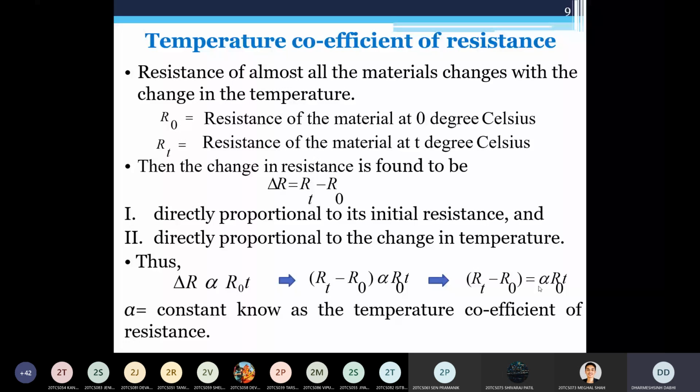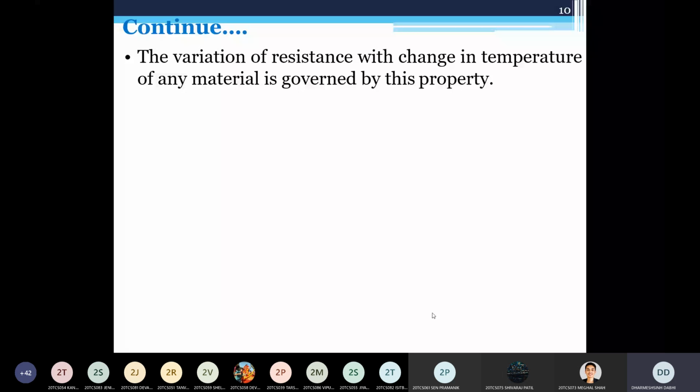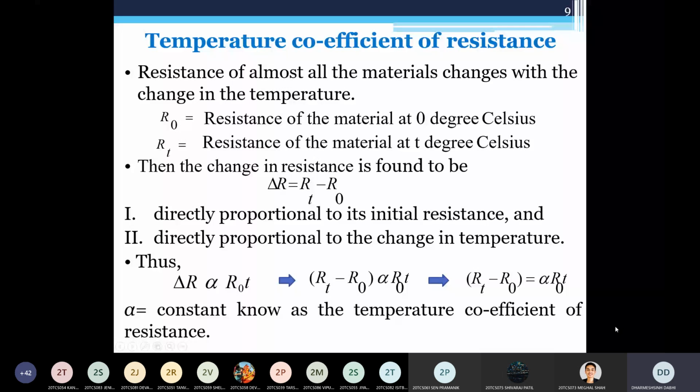If it is positive, it means the material has a positive temperature coefficient. If it is negative, it means the material has a negative temperature coefficient. Different materials have different temperature coefficients. The variation of resistance with change in the temperature of any material is governed by this property. Based on that, you can make the equation of alpha. From this equation, alpha is equal to RT minus R0 divided by R0 into T.